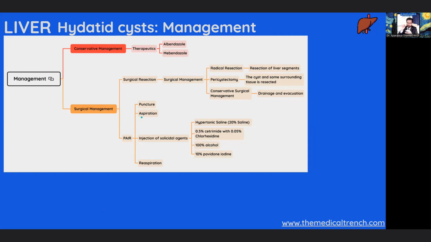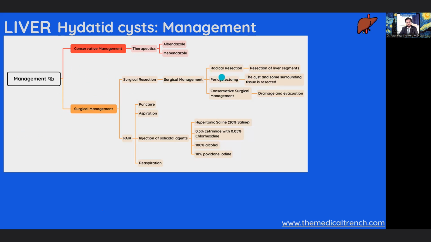And then we have a conservative option, which is called PAIR, also called puncture, aspiration, injection and re-aspiration, in which you just drain the cyst if it's very close to the surface. Then you insert a scolicidal agent, which destroys all the hydatid eggs inside, and then you drain it out and wash it out as well. The only way you can do this is if the cyst is on the anterior aspect of the liver, very close to percutaneous access, because this puncture aspiration system only works if you can access it through the needle. If you can't, there is no point. You'll need to do something else, like a pericystectomy, or just manage conservatively.